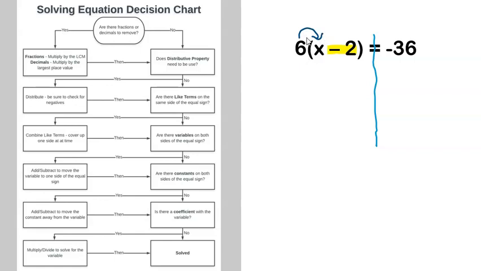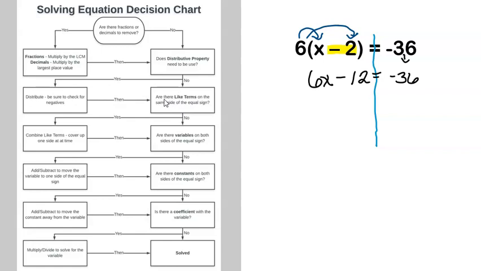So 6 times x and 6 times my negative 2. Now when I do that multiplication, 6 times x is simply going to give me 6x. 6 times the negative 2, or subtracted 2, is going to subtract 12. And that just equals the negative 36. That negative 36 just comes straight down because it wasn't affected by distribution. All right, so I just did my distribution. Now I'm going to come over to the next question.